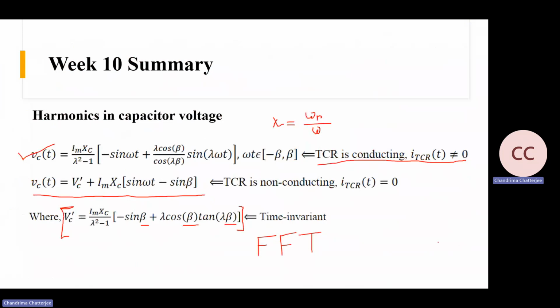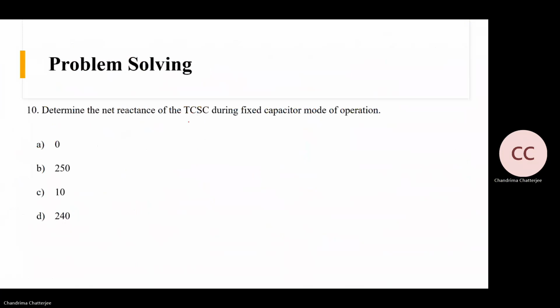Okay, the 10th question. Determine the net reactance of the TCSC during fixed capacitor mode of operation. This is already given in the question that during fixed capacitor mode, the reactance is 250 ohm. All these are in ohms. So this is 250, option B is the correct option.